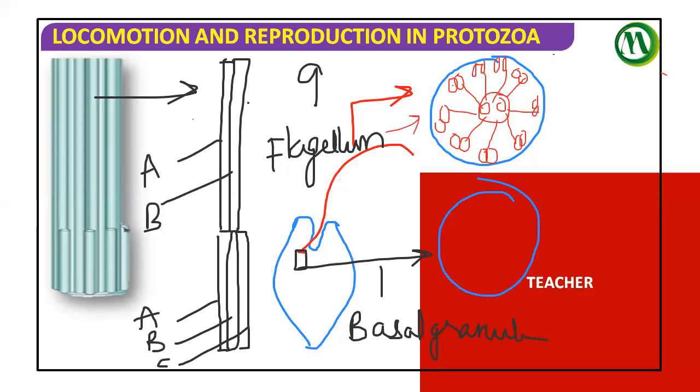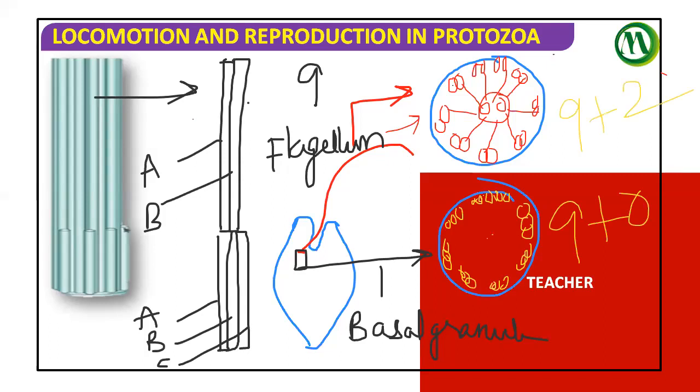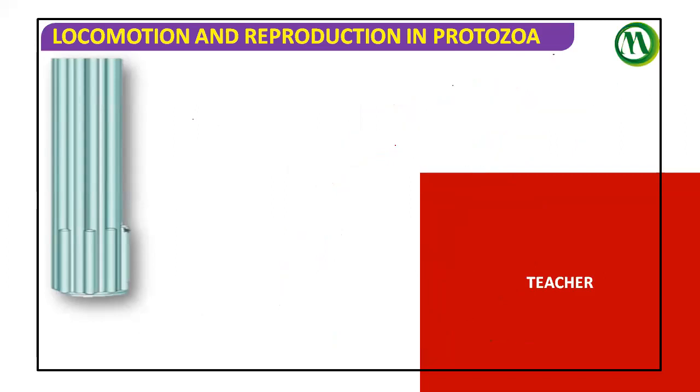Then, if we take the transverse section of the basal granule, what do you see in the basal granule? Here 9 peripheral microtubular triplets are present. That means each microtubule set has triplets. I'm trying to draw all the 9. So these are the 9 peripheral microtubular triplets. No central singlet. That's why we say in the basal granule the arrangement is 9 plus 0, and here the arrangement is 9 plus 2. Okay, so that's it.